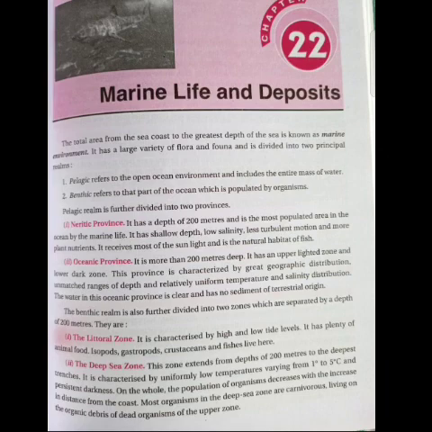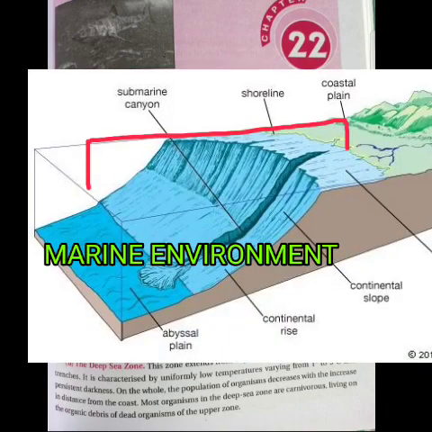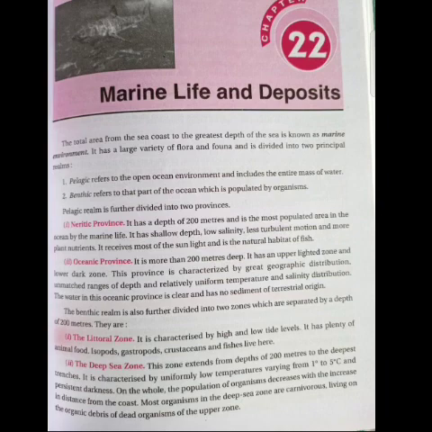So the total area from the sea coast to the greater depth of the sea is known as the marine environment, as we have learned in the previous chapter also, isn't it? So all of the continental shelf, from the beginning of the continental shelf to the continental slope and the whole abyssal plain, it's the marine environment. All the features, all the creatures which are found in that environment, and the ecosystem which survives and coexists, that is termed as the marine environment.